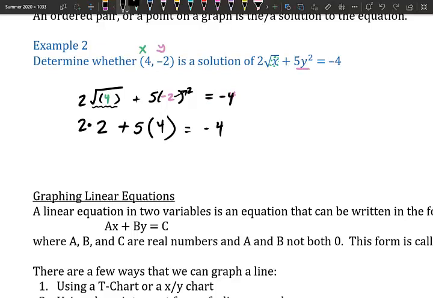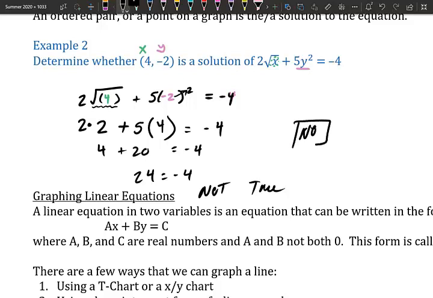We have 2 times 2 is 4. 4 plus 5 times 4 is 20, equals negative 4. Combine like terms, we get 24 equals negative 4. That is not true. Since it is not true, this is not a point on the graph. So I would just say no, that is not a point on the graph.